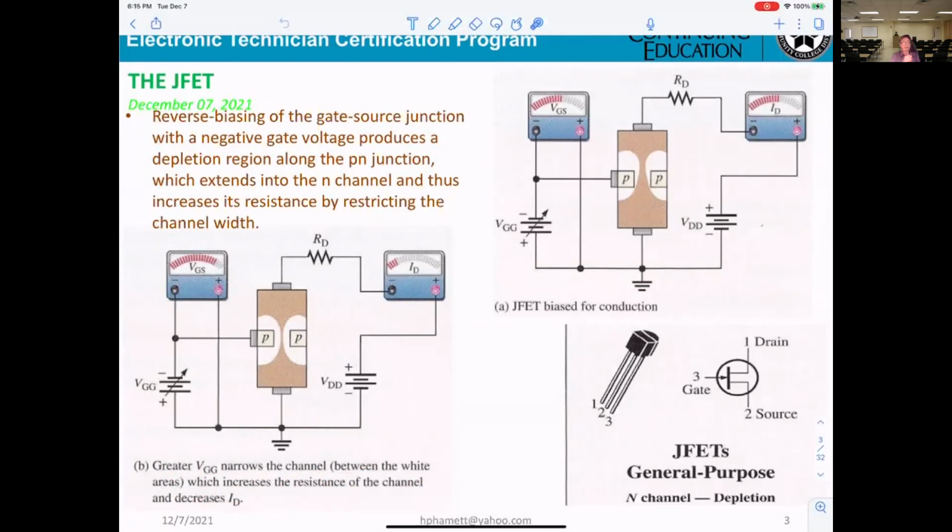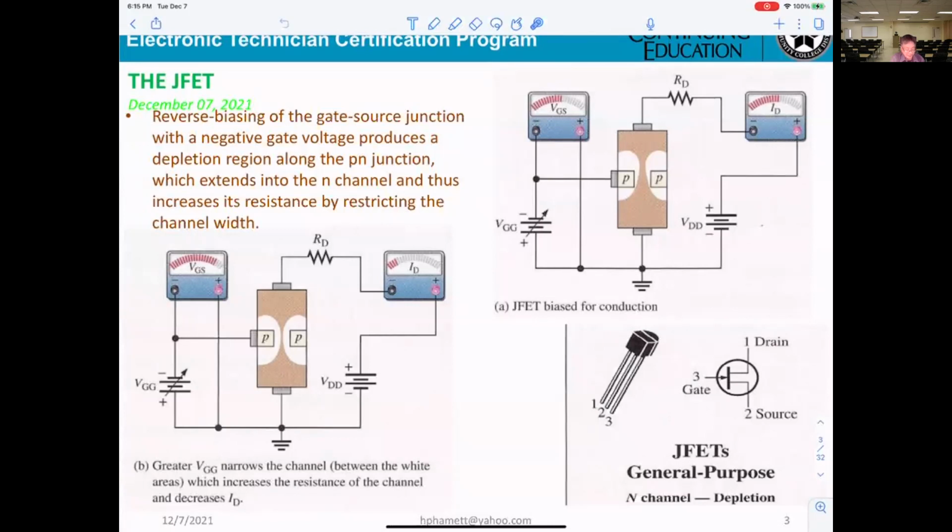Okay? So when you see the symbol, you have to recognize right away if it is an N-channel JFET or P-channel JFET. They have three terminals: one will be the gate, the next one the drain, and the source. Basically, current will be flowing from the drain to the source, and that will be controlled by the gate voltage.